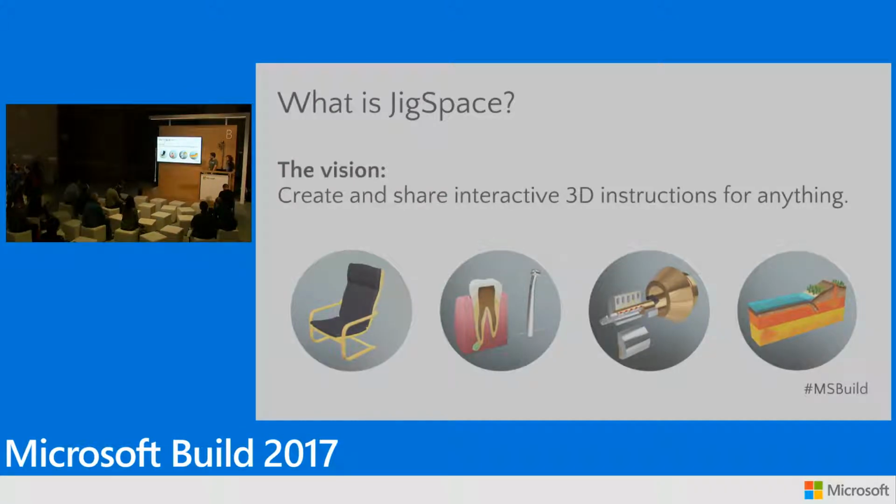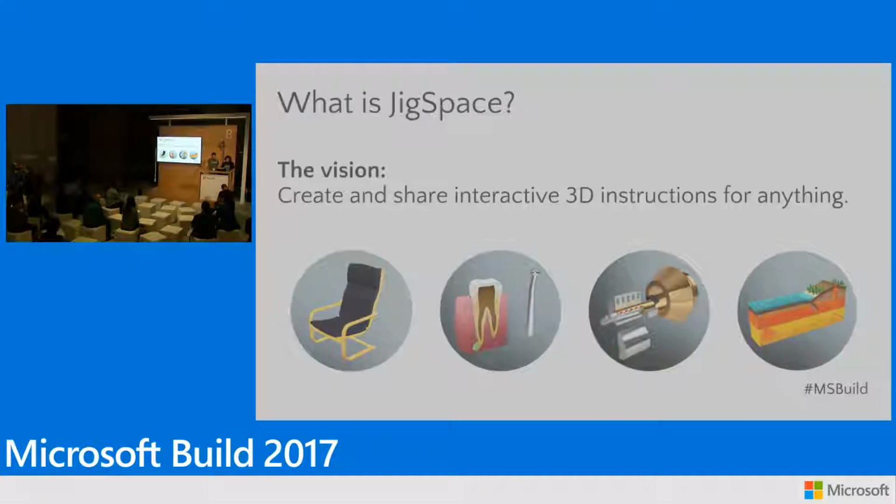So what is Jig Space? Jig Space is a platform for creating and sharing interactive 3D instructions for anything. We have a vision for the world where you can look at anything and say, how does that work? And that information is available to you immediately in 3 dimensions on whatever device you have with you. Today, that device is a phone. Tomorrow, it'll be AR and VR.